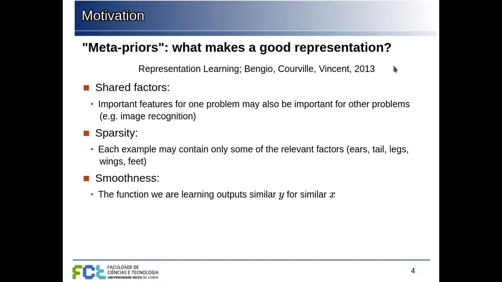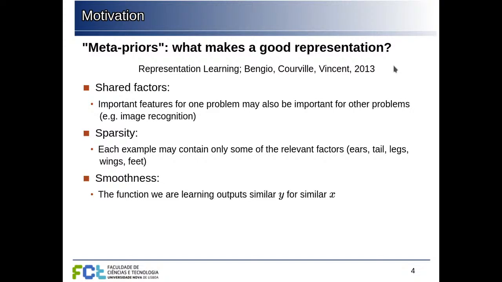Another important thing to consider is that usually the function we are trying to learn, for example, for classification or regression, should be smooth. That is, if we have similar inputs, we should get a similar output. We should not get a very large variation of the output from similar inputs. However, if we have to learn from data that does not have a good representation, usually the complexity of the model necessary to do that learning will tend to make it very sensitive to small variations in the input. And this will lead, for example, to overfitting.